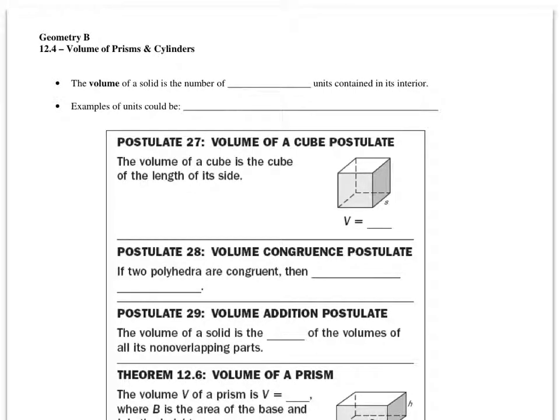Hi class, this is lesson 12.4, volume of prisms and cylinders. So the volume is a little different than what we're talking about here. The volume of a solid is the number of cubic units contained in its interior. So we were doing area, and that was how many squares of a certain size would fit. Now we're talking about how many cubes of a certain size would fit.